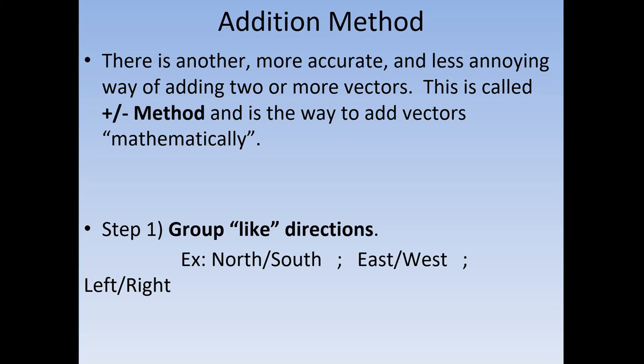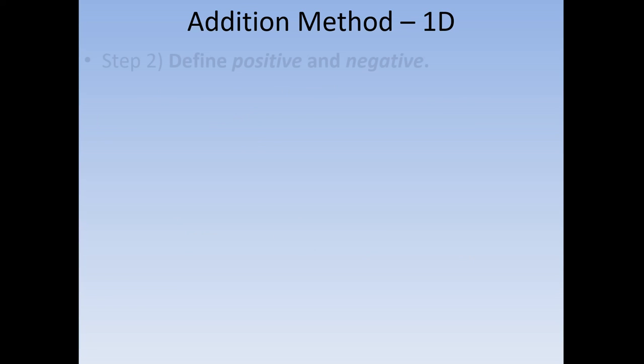So north and south is going up and down, and then left and right, all those things. That's what I mean by grouping like directions. The next step you do is you define positive and negative. When you have the directions for north and south, you're going to define one direction to be positive and one direction to be negative.